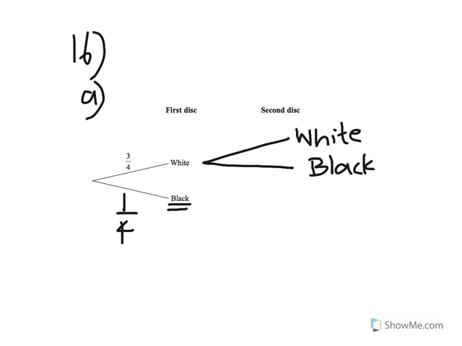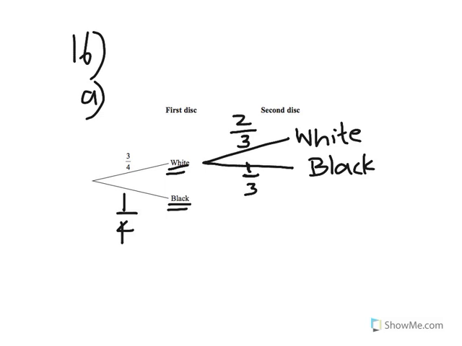But now, since he's not replaced the first disc, there's 1 less disc. So it's out of 3, right? Out of 3. And since he's picked out a white disc as his first disc, that means there's a 2 out of 3 probability of him picking a white disc and a 1 out of 3 probability of him picking a black disc.